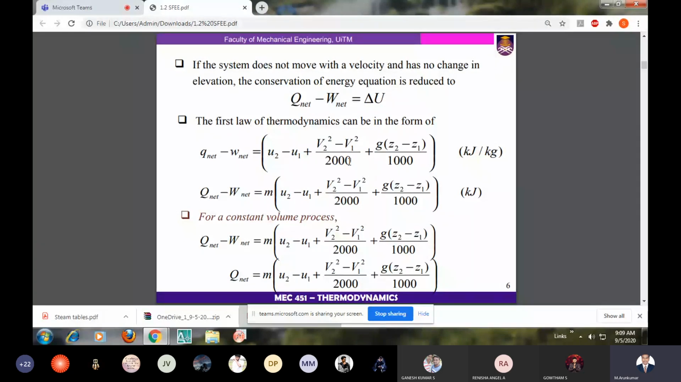Or if you want to neglect this 1000, and you want the unit joule per kg, then we can write this equation directly without the 2000 and 1000. Just remember this equation: Q net minus W net is equal to change in internal energy plus change in kinetic energy plus change in potential energy.